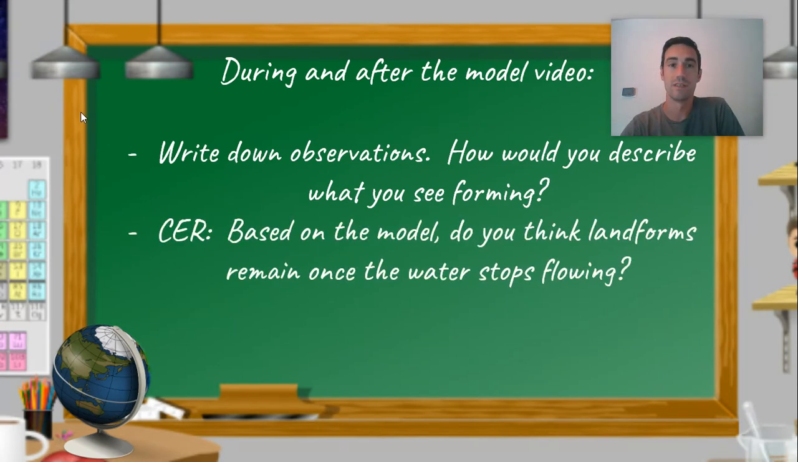The next part is a claim, evidence, reasoning question, meaning you should be writing in complete sentences for this, and you should be using that format of claim and then evidence and then reasoning that we practiced last week. Based on the model, do you think landforms will remain once the water stops flowing? So we're talking about the model in this case, but do we think that in real life, based on what we see in the model, landforms will stay the same even if that stream that formed them stops flowing?